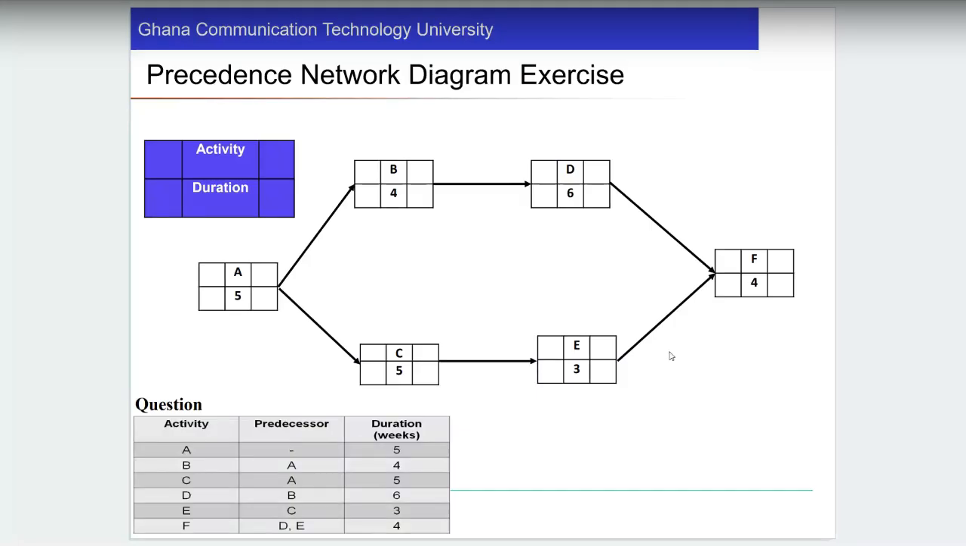Yeah, it's clear. Okay. So for the last time, so you can say predecessor and activity.